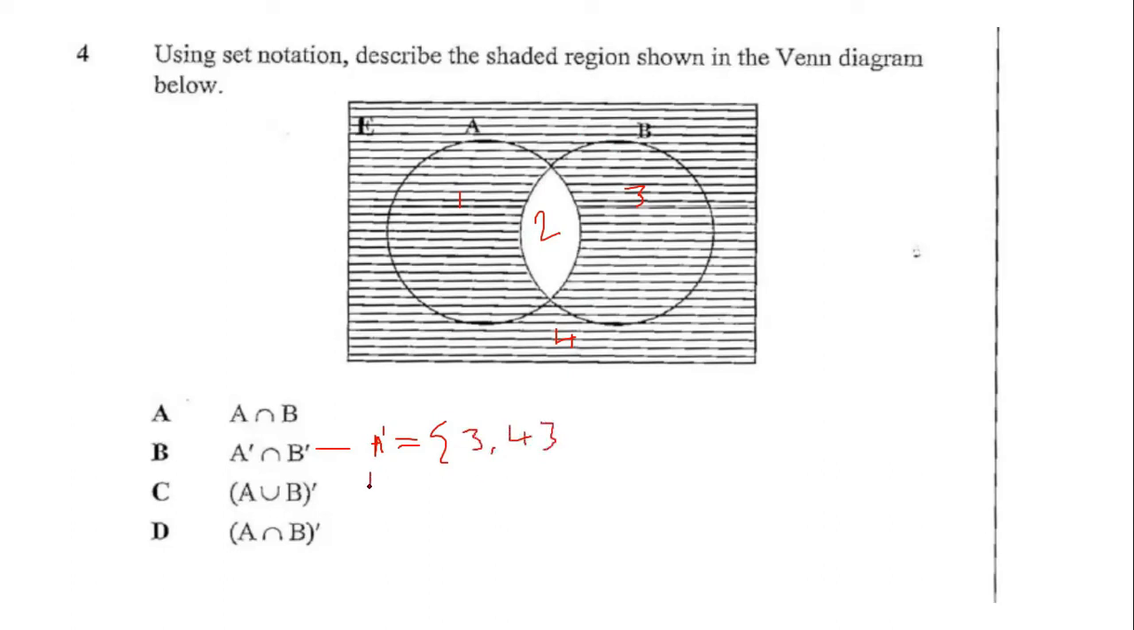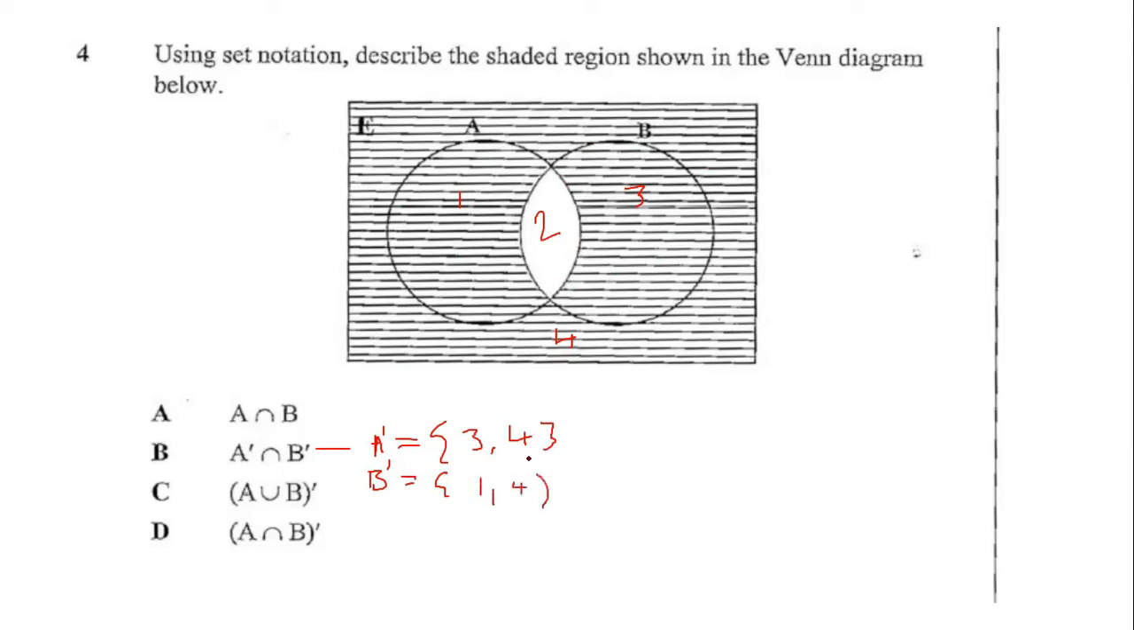Then B complement here means those that are not found in B. So complement simply means not found in or not part of. So for B complement, look at the only things that are not in B, because B is all of this one. The only things that are not in B, we have 1 and 4. So here we are going to have 1, 4.